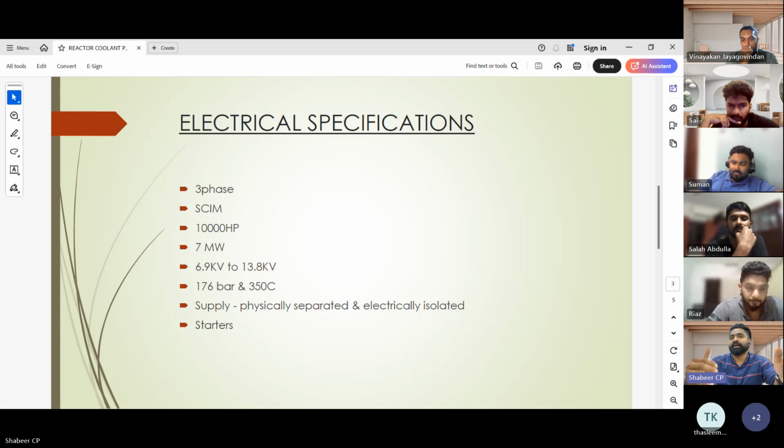As I said, the primary pressure boundary is up to 176 bar and the temperature capacity is up to 350 degrees. That much design margin has to be provided on the RCP. It's a crucial and important component, so it's included in the class 1 electrical system, which is directly related to the safety system. The supply for each RCP should be physically separated and electrically isolated. The protection system is also physically separated and electrically isolated.